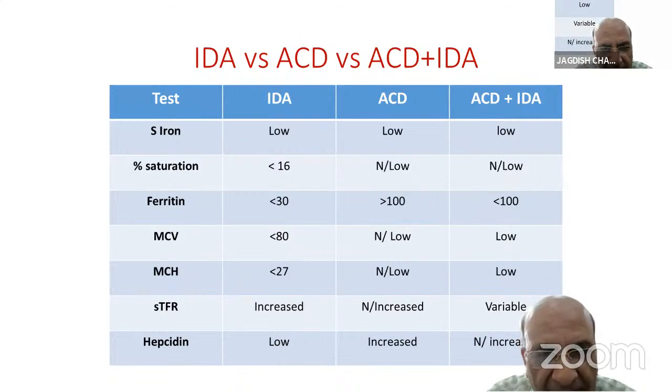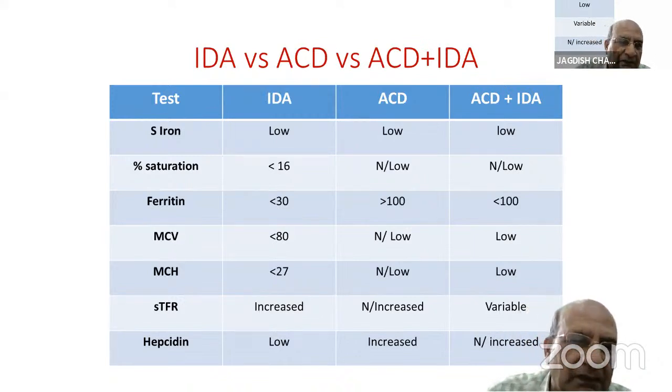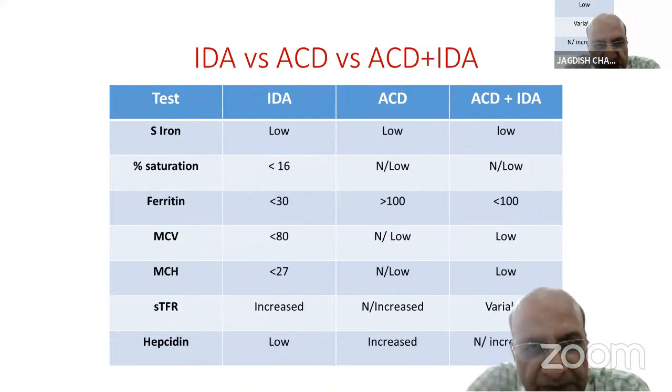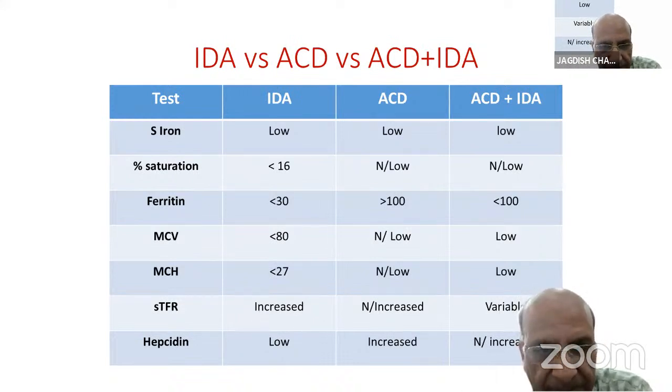And then we go on to some other tests like circulating transferrin receptors, which are increased in iron deficiency, or they are normal in anemia of chronic disease. And hepcidin helps us in defining this etiology, whether it is iron deficiency or ACD. So hepcidin is low in iron deficiency anemia, and in anemia of chronic disease, this is increased.